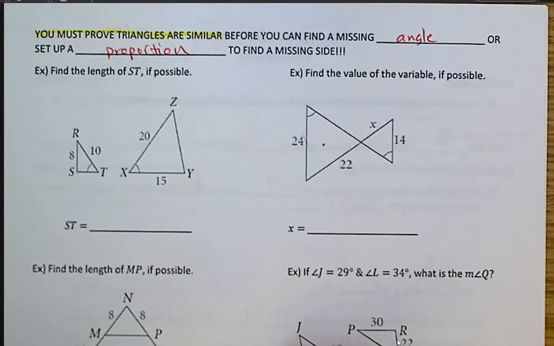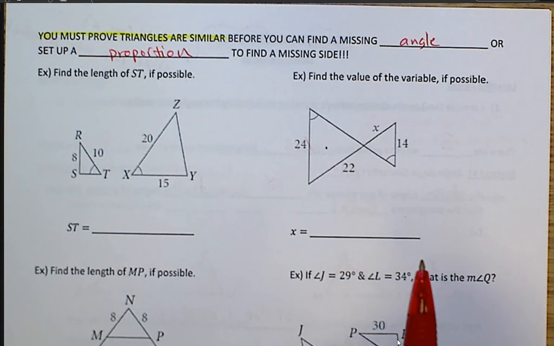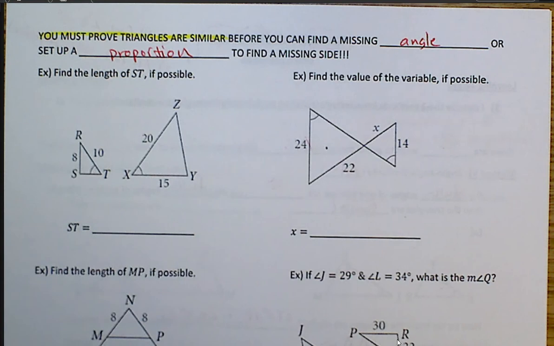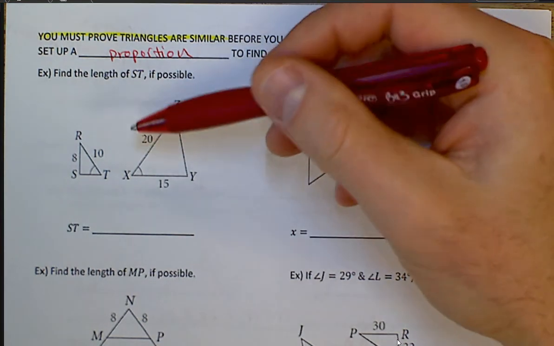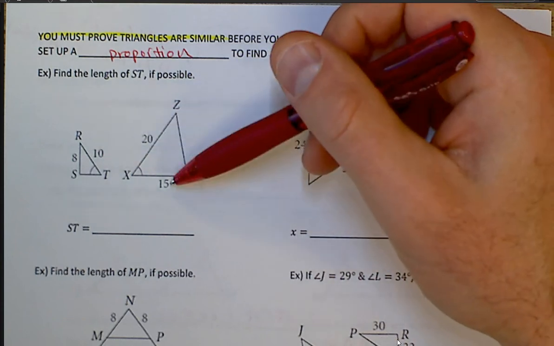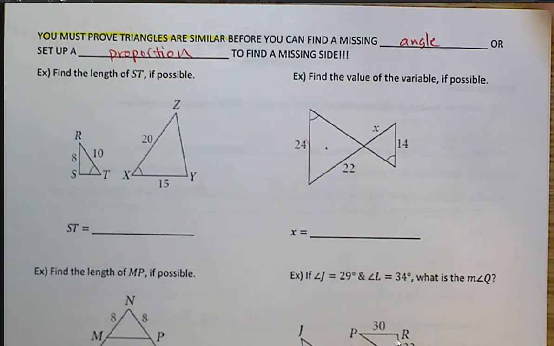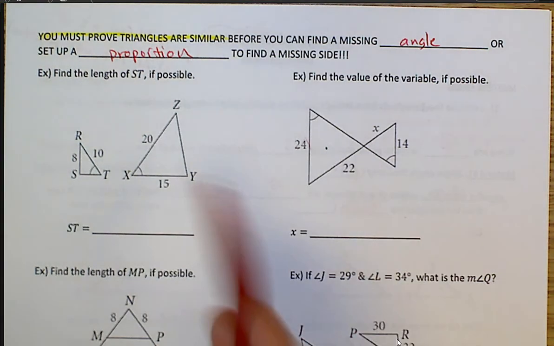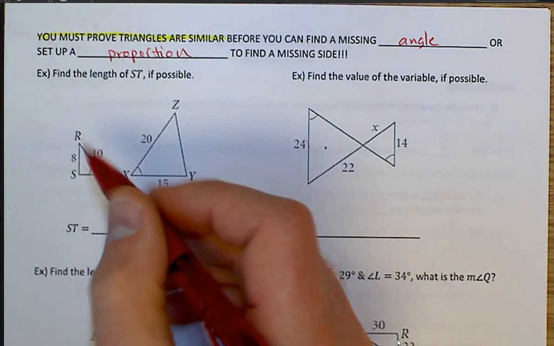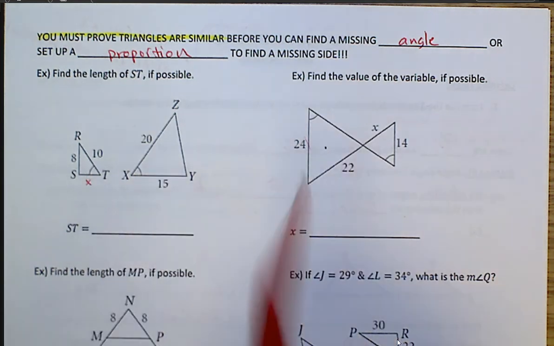Let's first determine if these are similar, and if they are similar, how would they be similar, okay? So when you look at this, would these two triangles be similar? Well, let's take a look. I have this 10, I have 20, and I have 15, and I have 8. It says find the length of ST, if possible. Now when you look at this one, I know a lot of students are going to want to put an X right here to try to find ST first, but you don't know if these are similar triangles. This is not possible, okay?